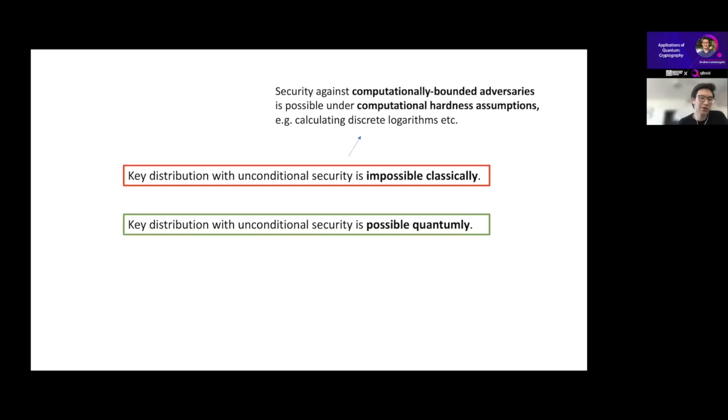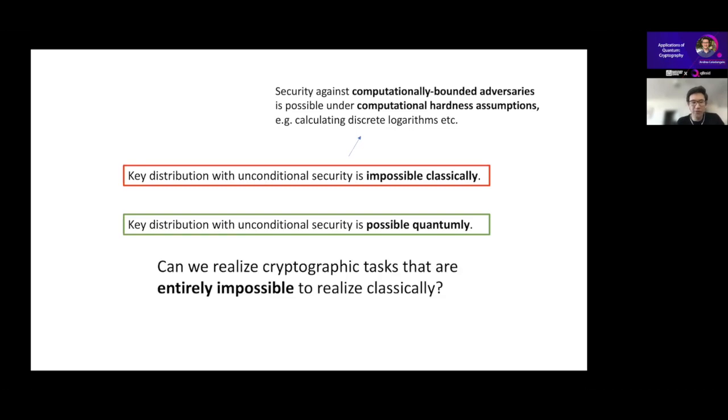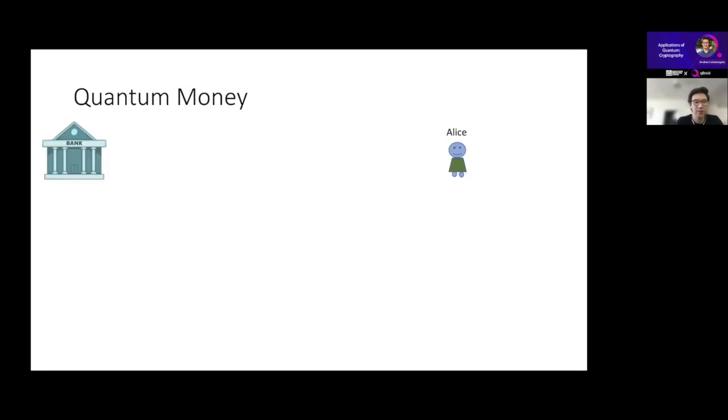And so a natural question is, well, can we actually use quantum information to realize cryptographic tasks that are not possible to realize at all classically, not even under computational assumptions? And the answer, very interestingly, is yes. And I will show you one simple example, which is quantum money. So this is a cryptographic application that is particularly suited for the no cloning theorem.